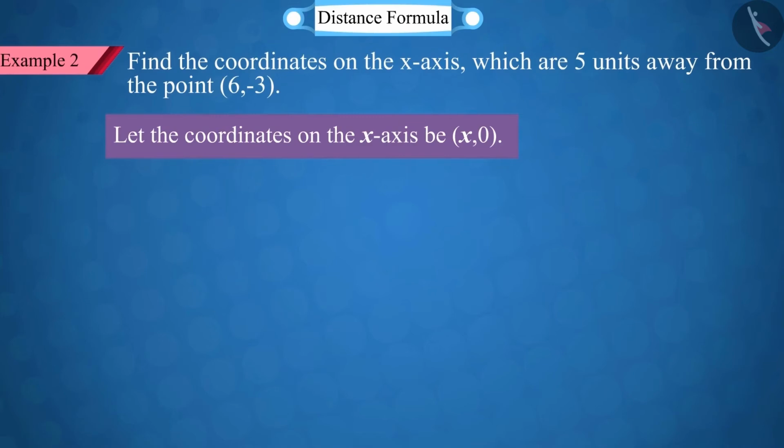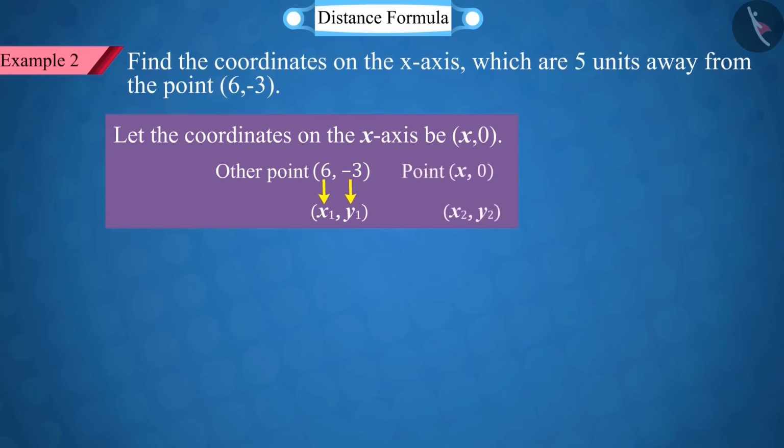Let us first assume that the coordinates of the point on the x-axis are (x, 0). Here, we are given another coordinate point (6, -3), whose first point 6 is represented by x1 and -3 by y1. Similarly, the point on the x-axis is represented by x2 and 0 by y2. Note that the distance value has already been given here.